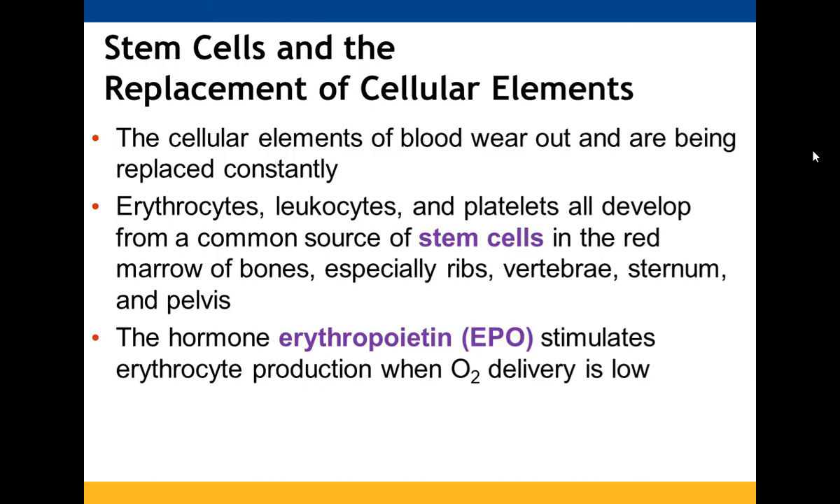Stem cells. Again, I talked about how the blood cellular elements are always wearing out, especially your red blood cells. But your white blood cells and your platelets can also wear out as well. Those are made from your stem cells in your bones, ribs, vertebrae, sternum, pelvis. EPO, you may have heard about that in terms of athletes injecting that when they are not supposed to. Helps to encourage the production of those red blood cells.